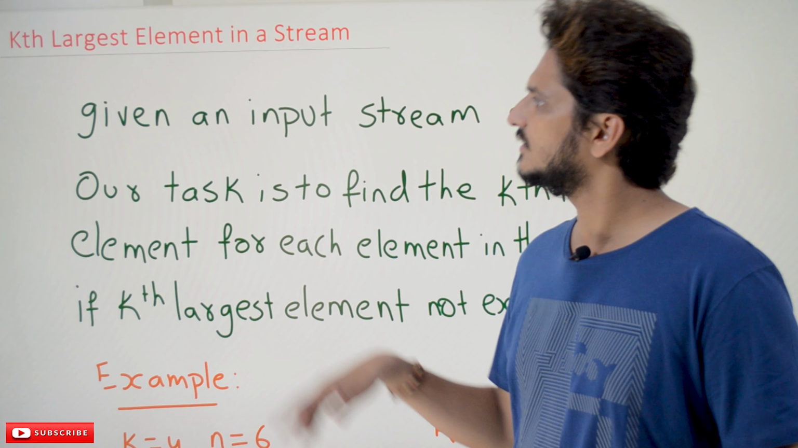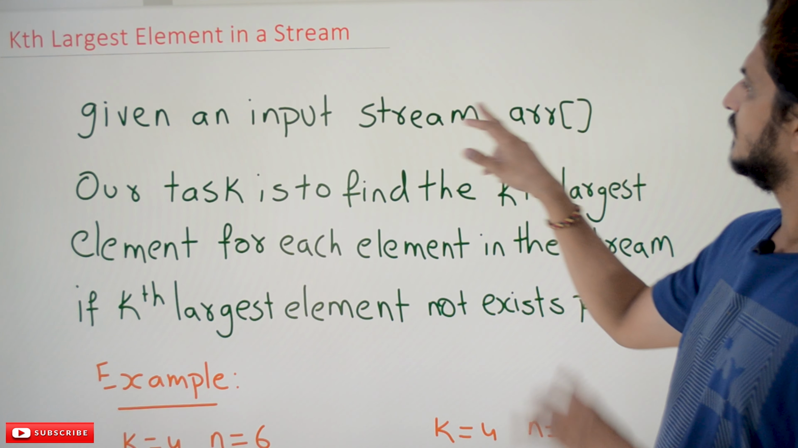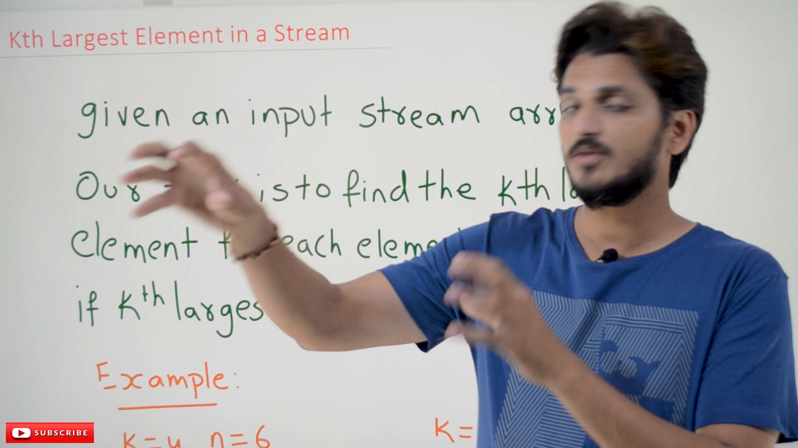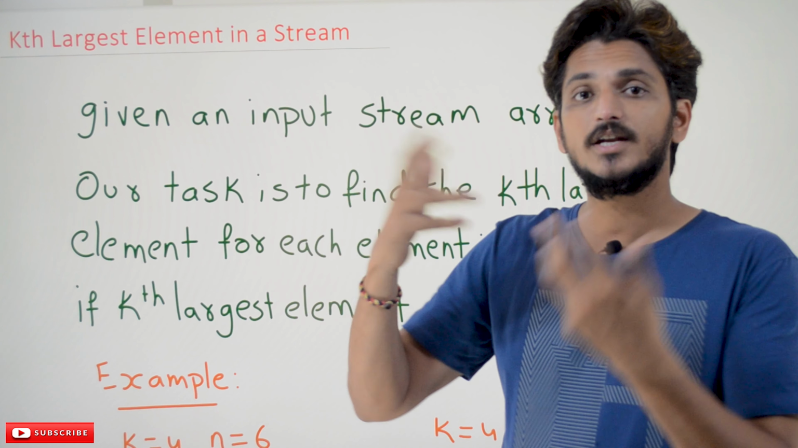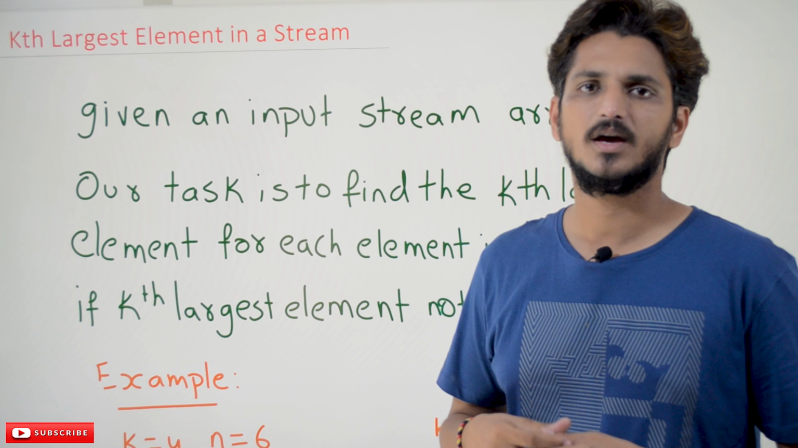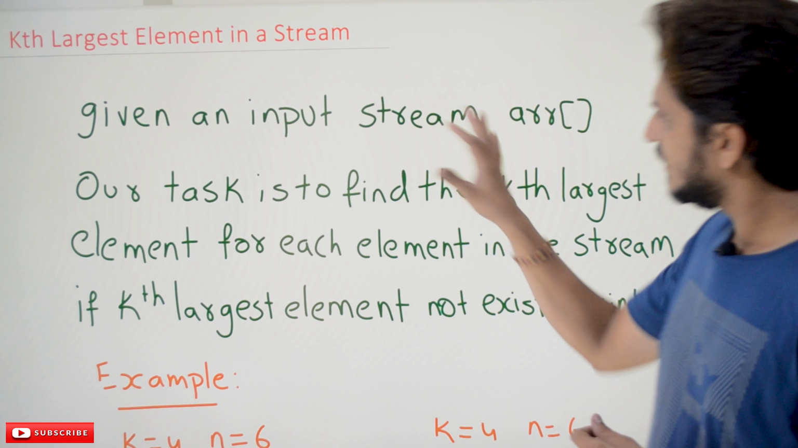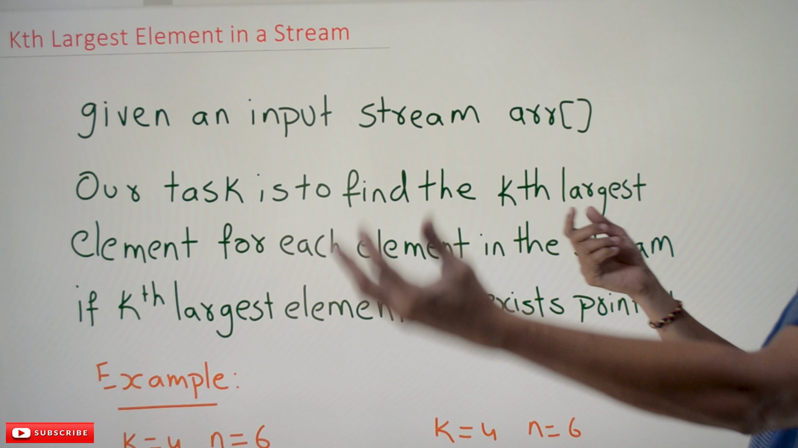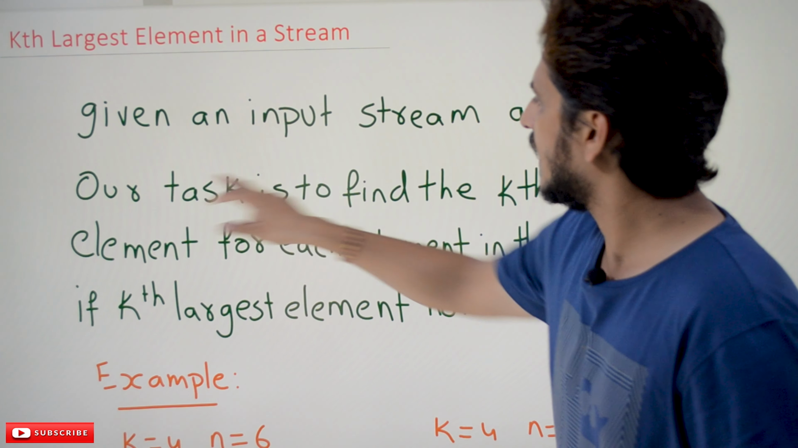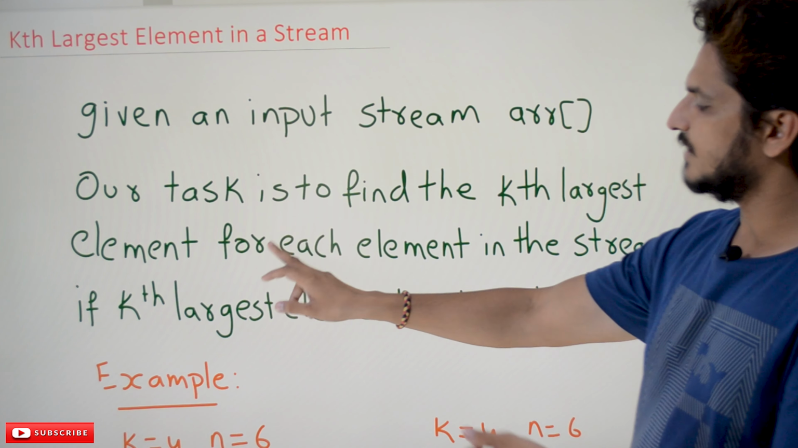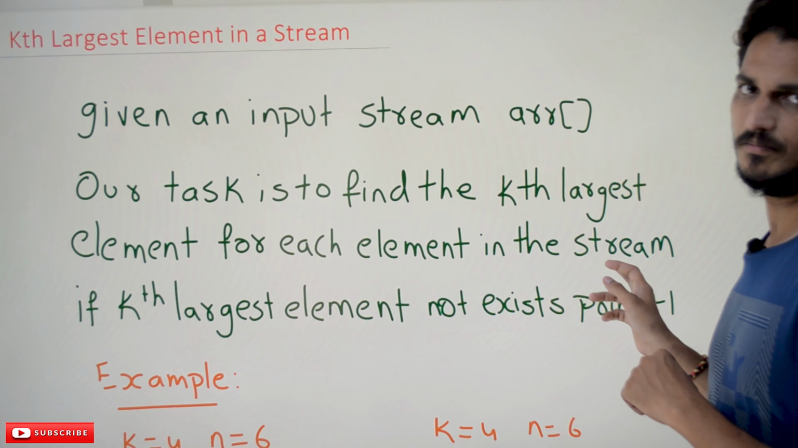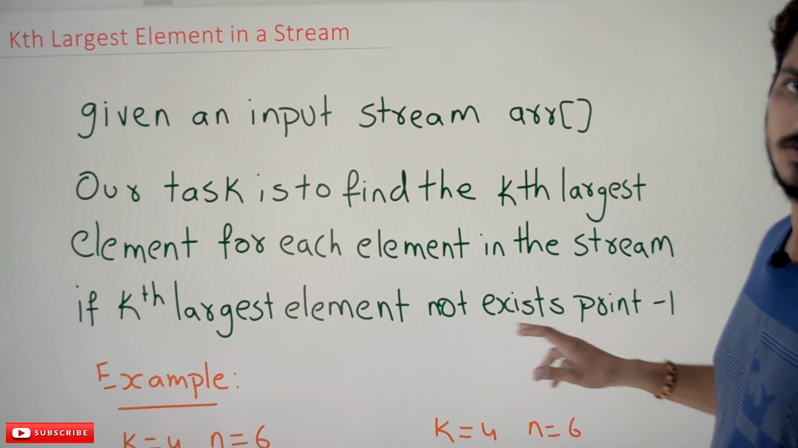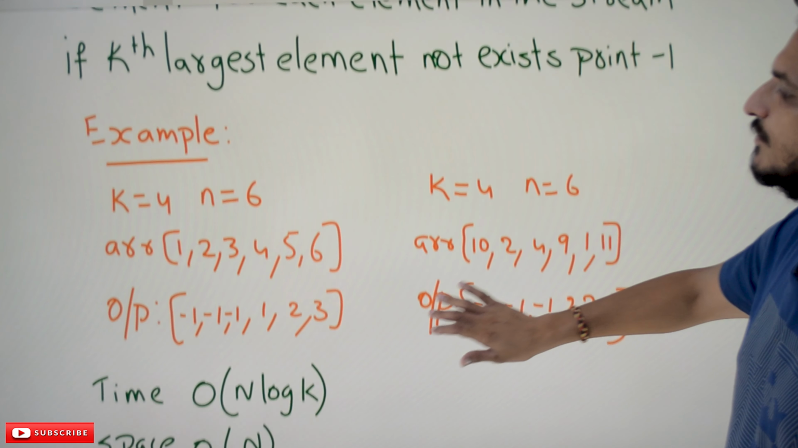Coming to today's class, given an input stream, here it is not possible to give a stream of elements. Assume that it is a stream of elements coming, meaning on the internet the elements are coming from the web. So here we are taking the elements in an array, but assume that our elements are coming in a stream. Our task is to find the kth largest element for each element in the stream. If the kth largest element does not exist, print -1. With an example we are going to understand it better.